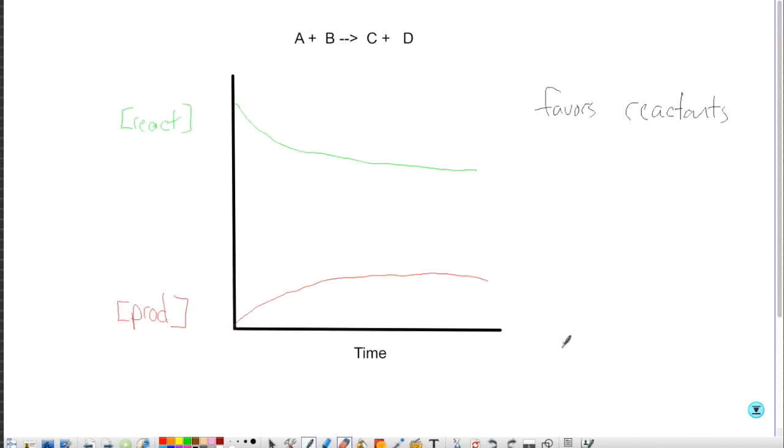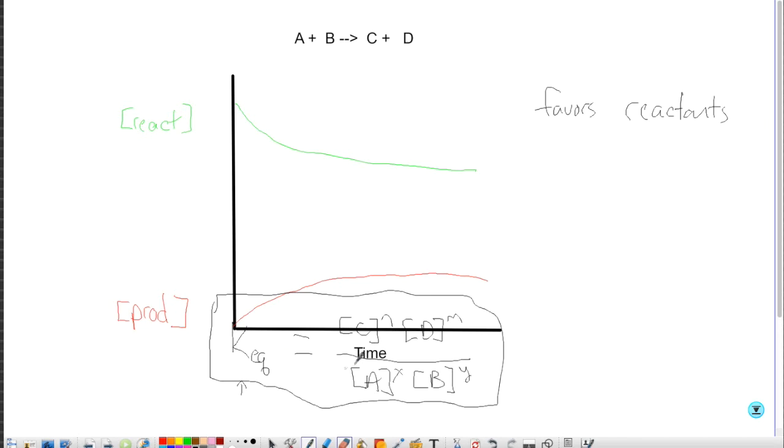Now, concentration of reactants is greater than concentration of products, which means that KEQ is going to be less than 1. All right? So that's just some interesting thing with the equilibrium constant.